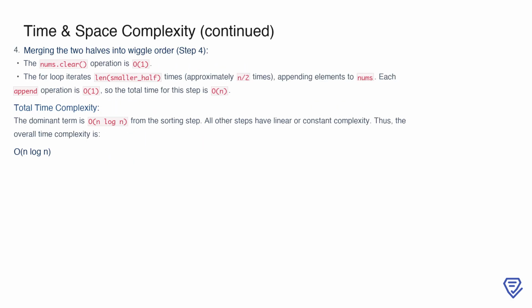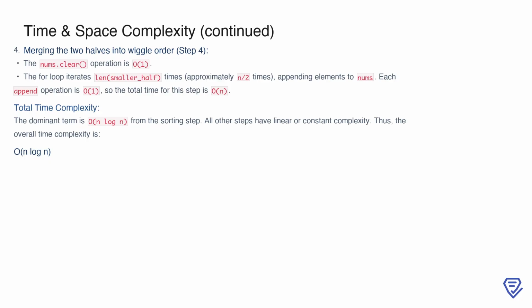In the next step, we merge the two halves to achieve the wiggle order. Clearing the nums array is an O(1) operation. Then, the for loop iterates approximately n/2 times, appending elements from smaller_half and larger_half back into nums. Since each append operation is done in constant time, the total time taken for this step is O(n).